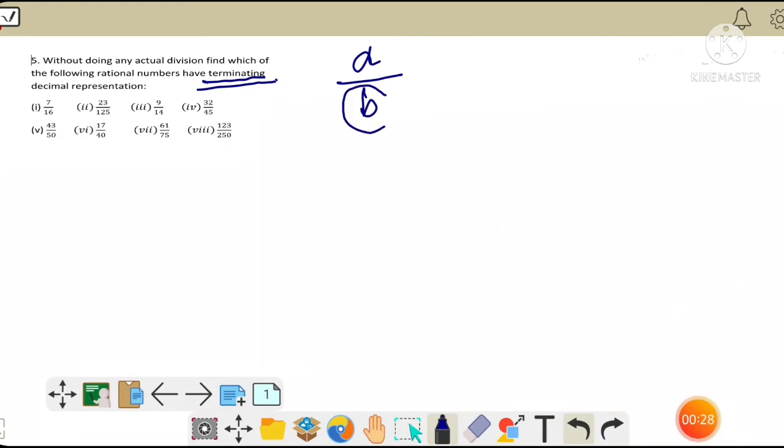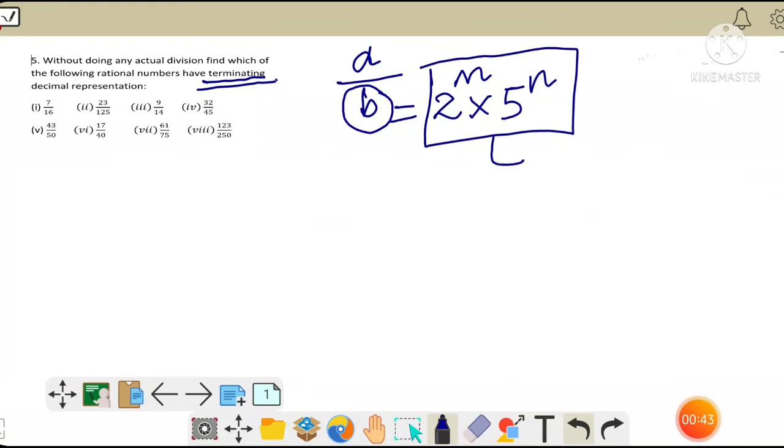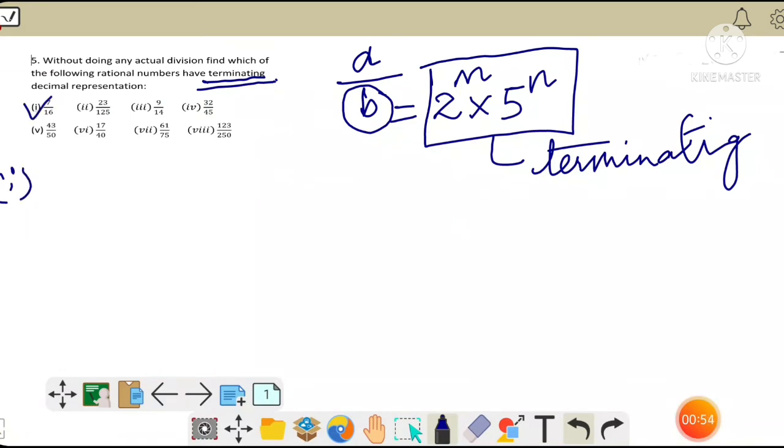If a by b is a fraction and b, the denominator, is in the form or can be represented in the form 2 to the power m and 5 to the power n, where m and n can be any number, then it is terminating. But if the denominator is in the form 2 into 7, 3 into 5 or any other number, it is not terminating. So let's do the first number, 7 by 16.